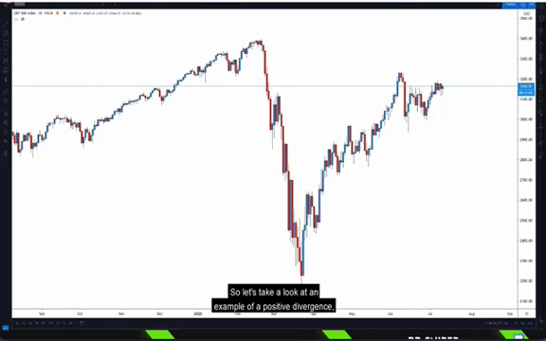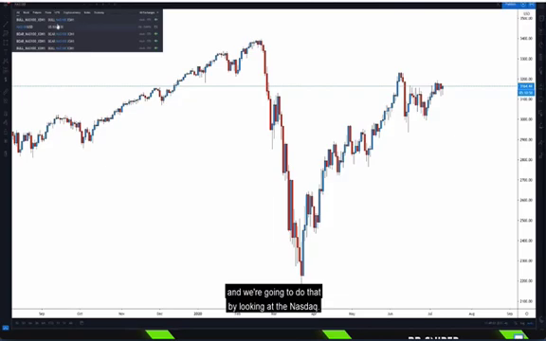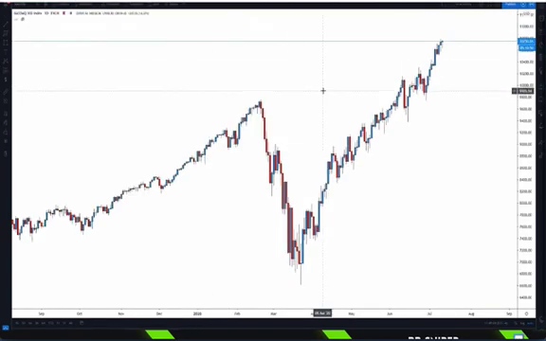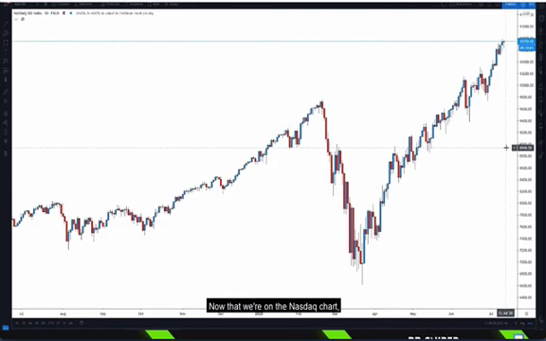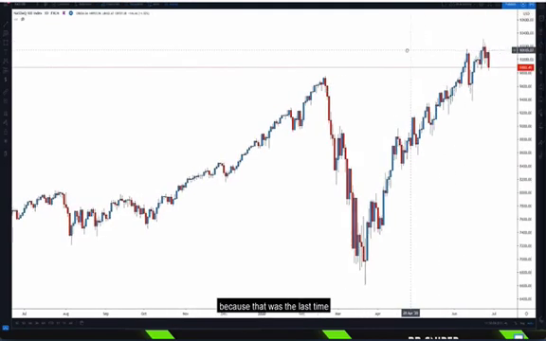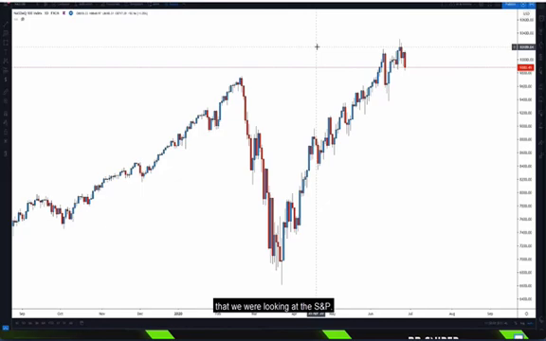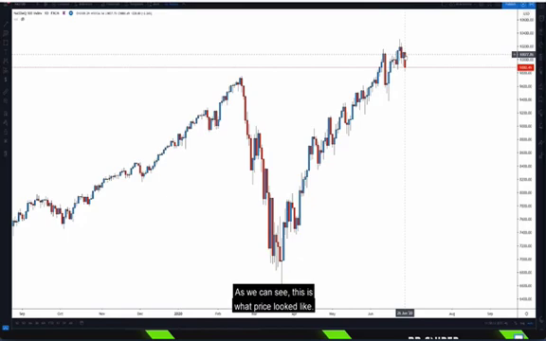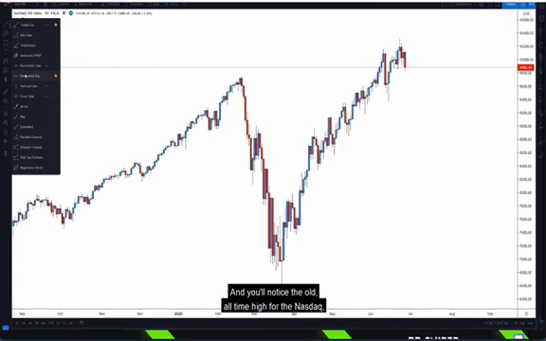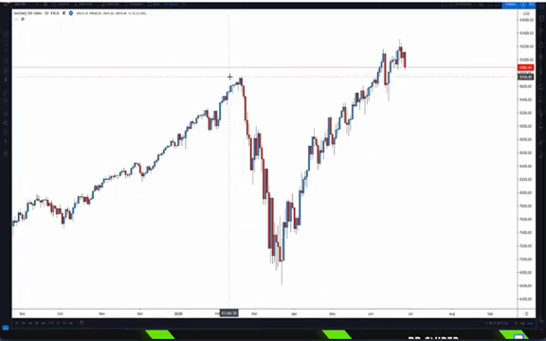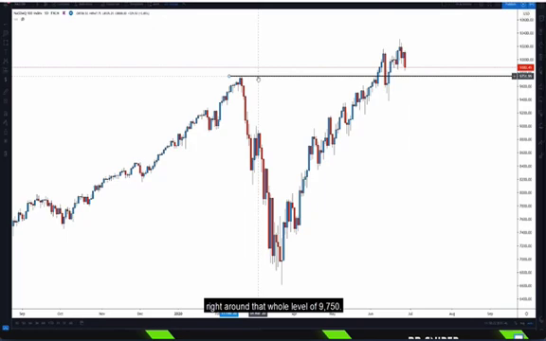So let's take a look at an example of a positive divergence, and we're going to do that by looking at the NASDAQ. Now that we're on the NASDAQ chart, let's start by identifying the June 26th candle with our replay mode feature, because that was the last time that we were looking at the S&P. As we can see, this is what price looked like.